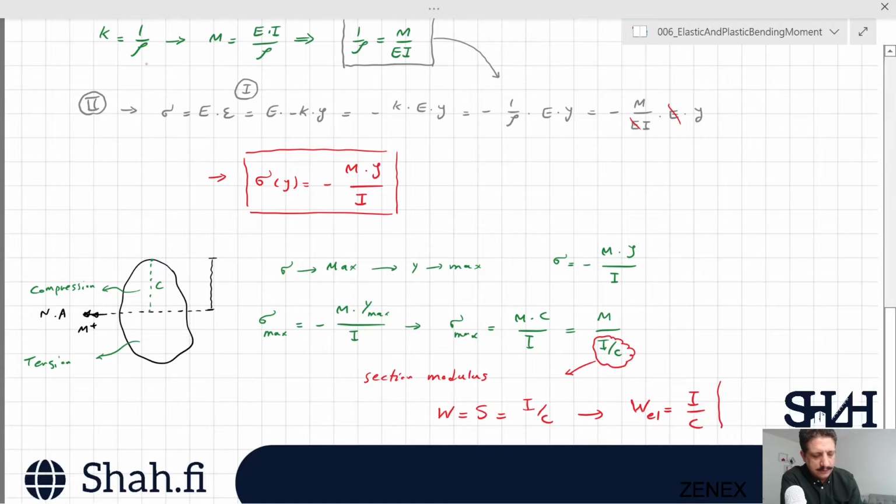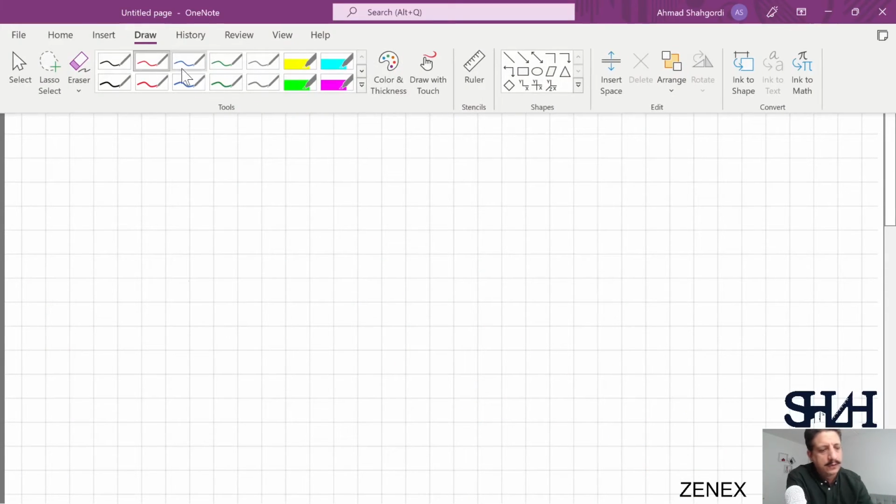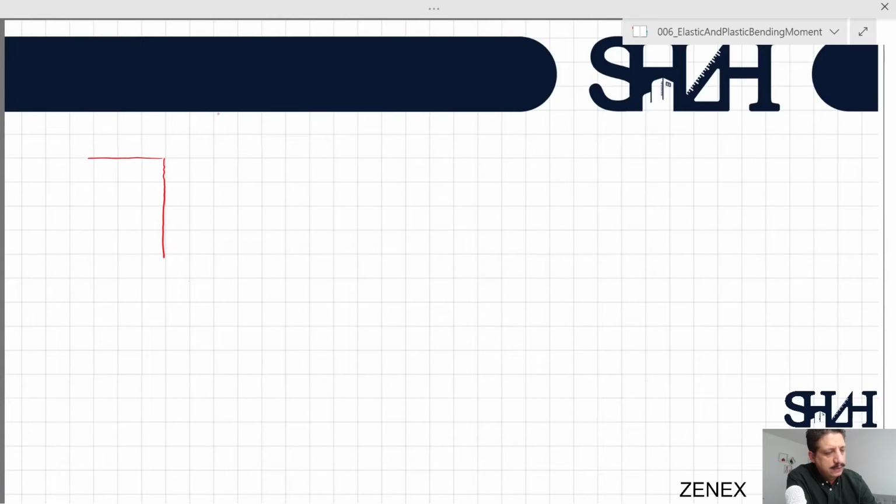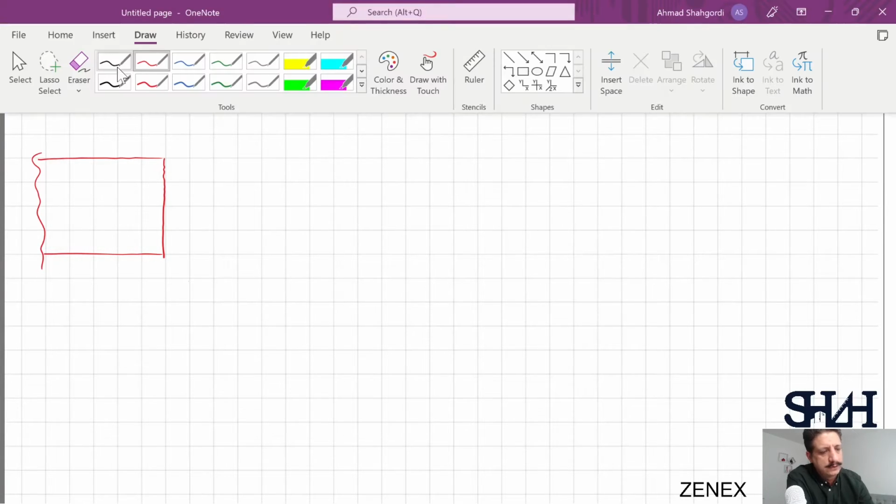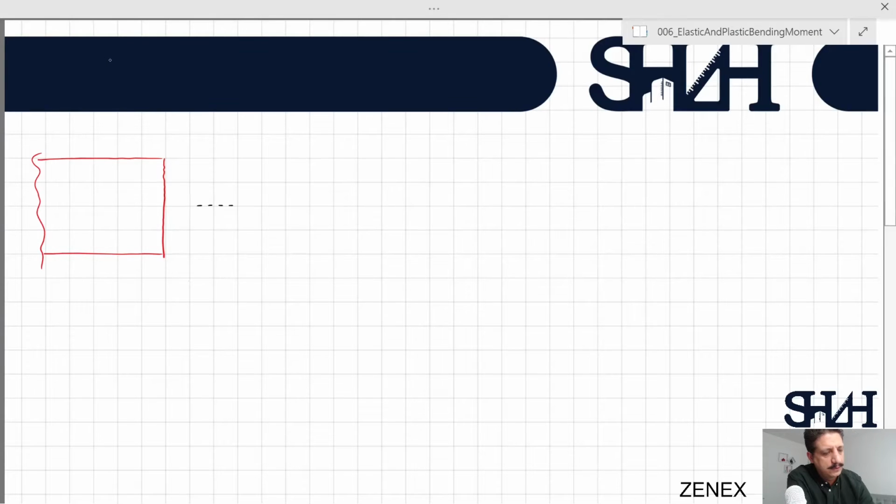Now, if we look at the cross section, how does the stress look? Assume that this is our cross section, which is under a certain value of bending moment.